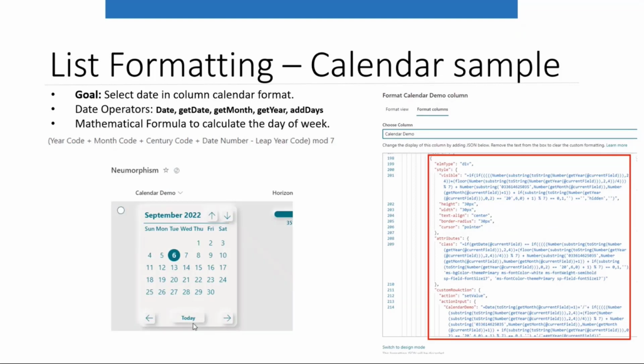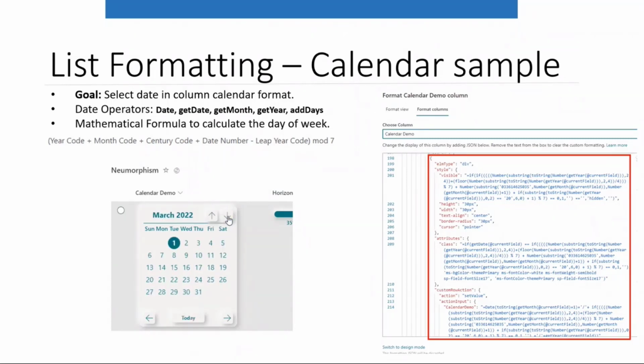Basically, I create a column with a list formatting that simulates the calendar. With this calendar, you will be able to choose options and change the different months. How was this done? It is a mathematical formula to calculate the day of the week. What does that mean? For example, today is the 14th, and I need to know if this day is a first day.